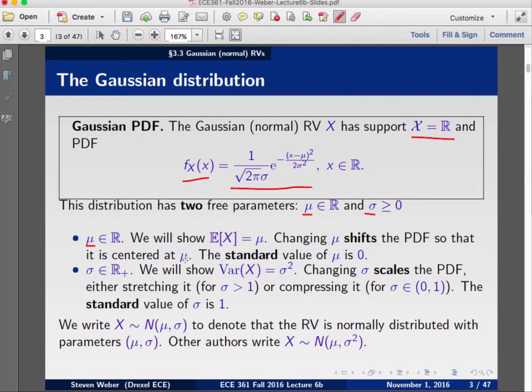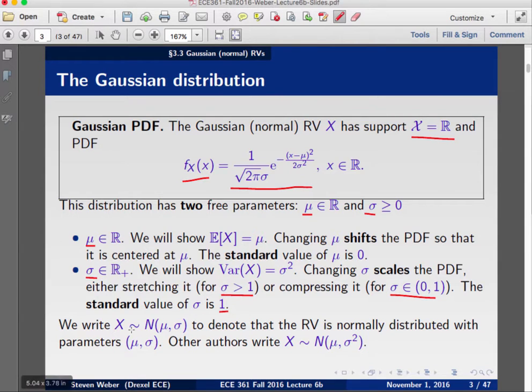The standard value of mu is going to be 0, meaning that the PDF is centered along the y-axis. The second parameter is sigma. And we will show in a few slides that if I generate a Gaussian random variable with parameter sigma, then it will have variance sigma squared. And consistent with what we've talked about in the past about variance, changing sigma scales the PDF, either stretching it for sigma larger than 1 or compressing it for sigma positive but less than 1. The standard value for sigma is 1, which means that the variance of a standard normal random variable is unity.